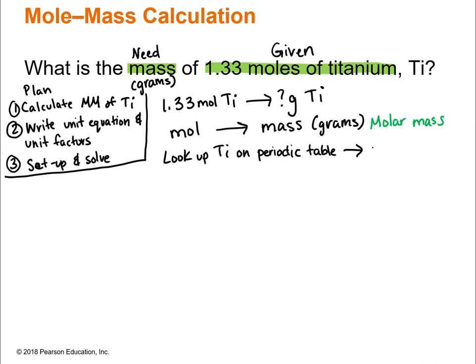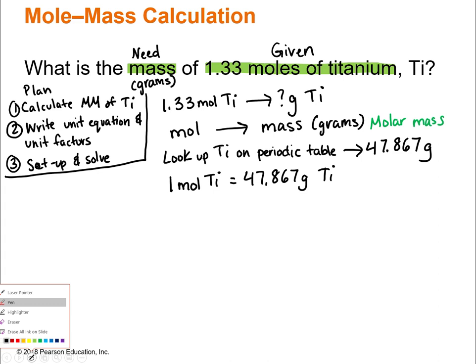When you look it up, you'll see 47.867. If you put grams after that, then that's the molar mass. So 1 mole of titanium is equal to 47.867 grams of titanium. That's our unit equation.